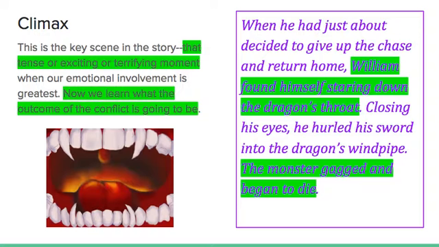Next is the climax. And this is the key scene in the story that is the most tense or exciting, and it's when we learn what the outcome of the conflict is going to be. So let's go back to William. When he had just about decided to give up the chase and return home, William found himself staring down the dragon's throat. Closing his eyes, he hurled his sword into the dragon's windpipe. The monster gagged and began to die. So the climax here, we know how the story is going to end. William's going to make it. He kills the monster.